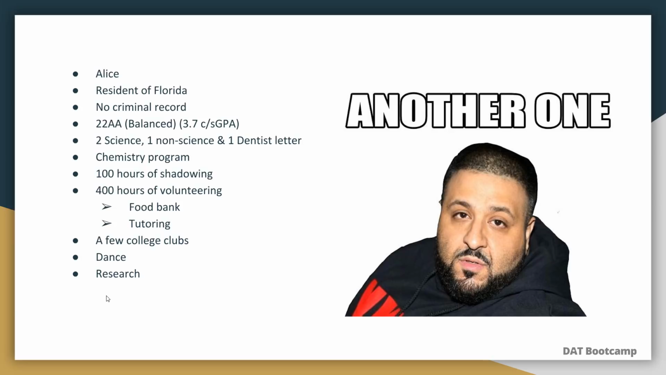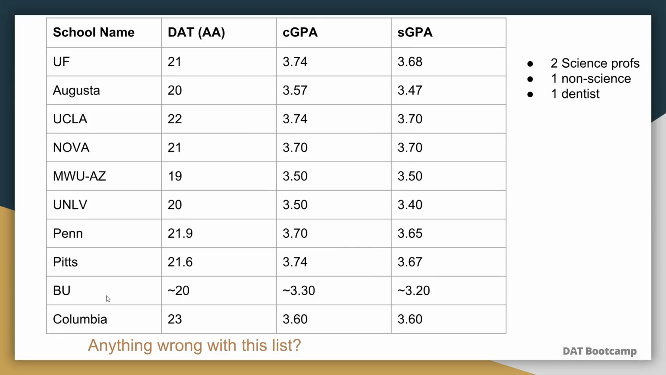So let's take a look at Alice's initial list. So once again, remember she had a 22 academic average and 3.7 cumulative and science GPA. So she's applying to the University of Florida, Augusta University, University of California, Los Angeles, Nova Southeastern University. This is located in Fort Lauderdale in the state of Florida. Midwestern Arizona, University of Nevada, Las Vegas, the University of Pennsylvania, Pittsburgh, Boston University, and Columbia.